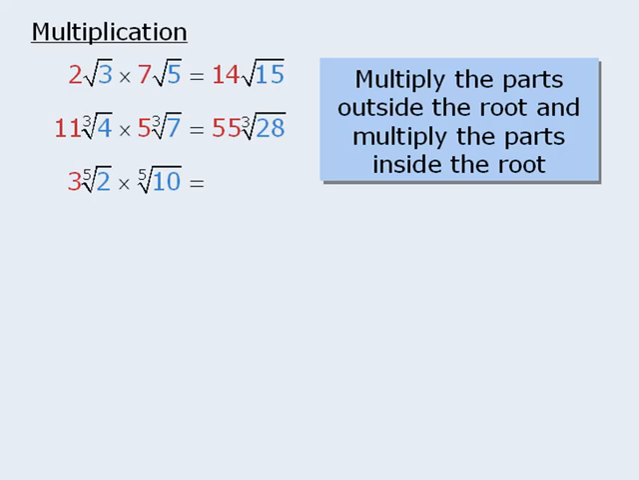In this case, the second term does not have a number outside the root, so it is assumed to be 1. So here we multiply 3 and 1 to get 3, and then we multiply 2 and 10 to get 20. Now the rule for division is very similar to the rule for multiplication.